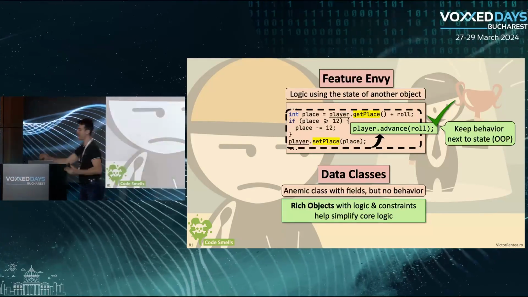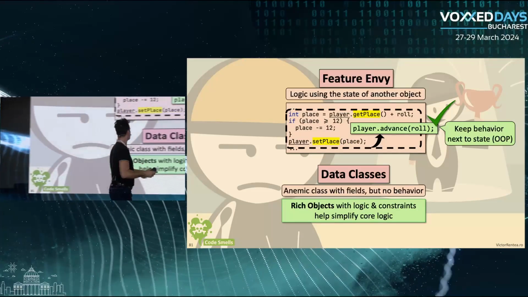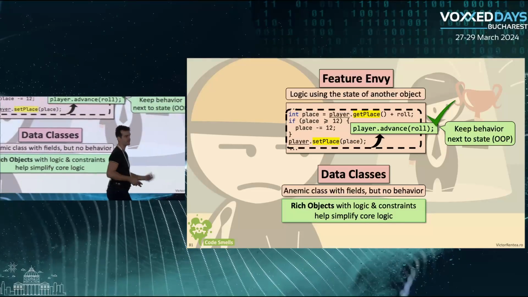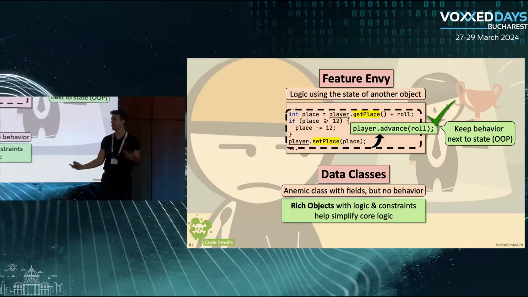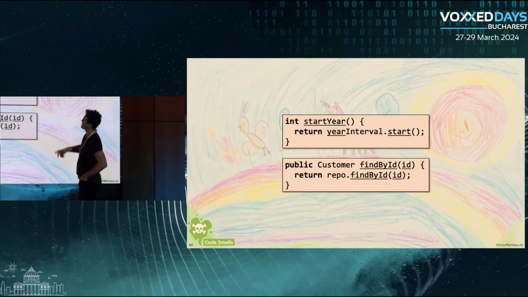500 lines. Why? Because the objects are just getters and setters. So the balance is somewhere in the middle. You want objects to help you with logic and constraints to simplify the core behavior. Right. That's old, Victor. We knew this. What's wrong with this code?